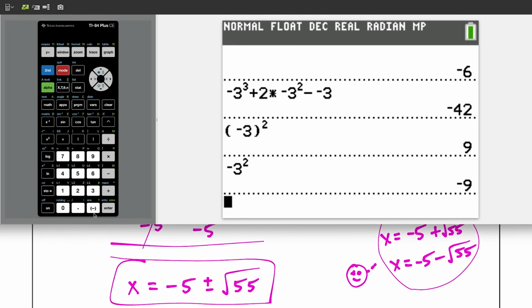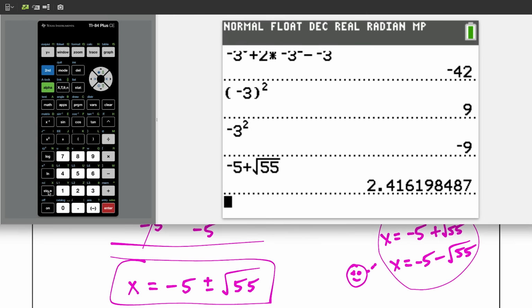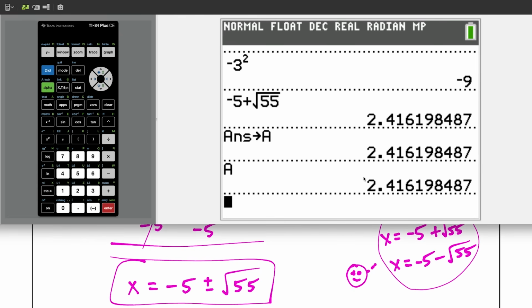Another thing we could do here to be safe is we could type in our answer. Let's say I type in one of the answers, negative 5 plus the square root of 55. So I type this in, I press enter. Now I'm going to press store, and I'm going to store this. I'm going to press alpha math to bring up the letter A. And that's going to store that number as the letter A so that every time I press alpha math, it's going to write in this infinite decimal here, this irrational number.